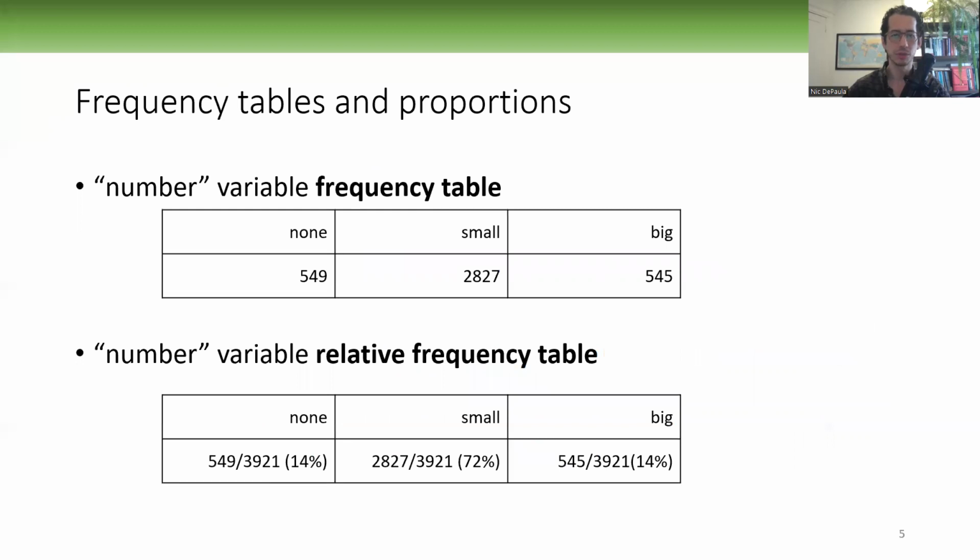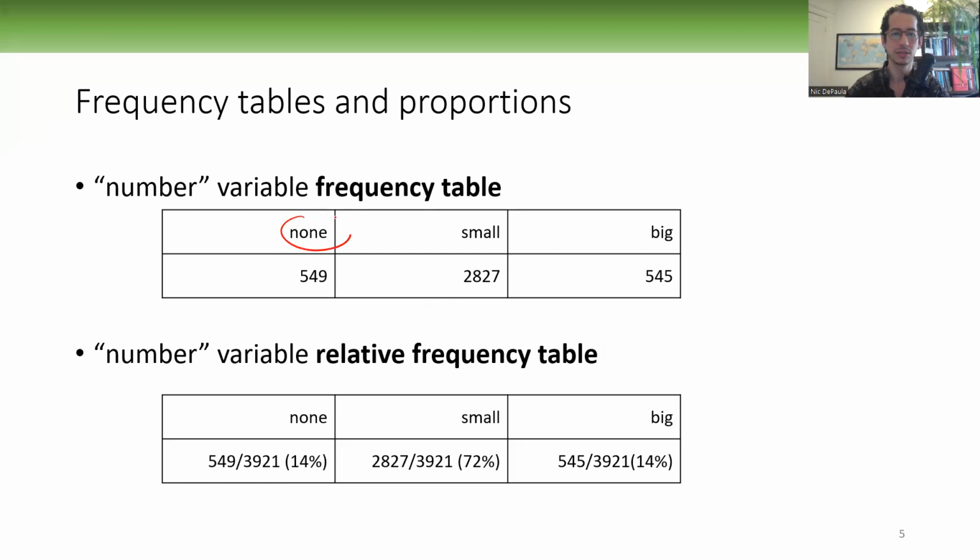Frequency tables and proportions. A very simple and very useful construction is what we call the frequency table. It's just the frequency of a particular variable. Here we're focused on the so-called number variable. We're talking about a categorical variable, but this is statistics, so numbers are always going to come in here. So there's the frequency of these categories.